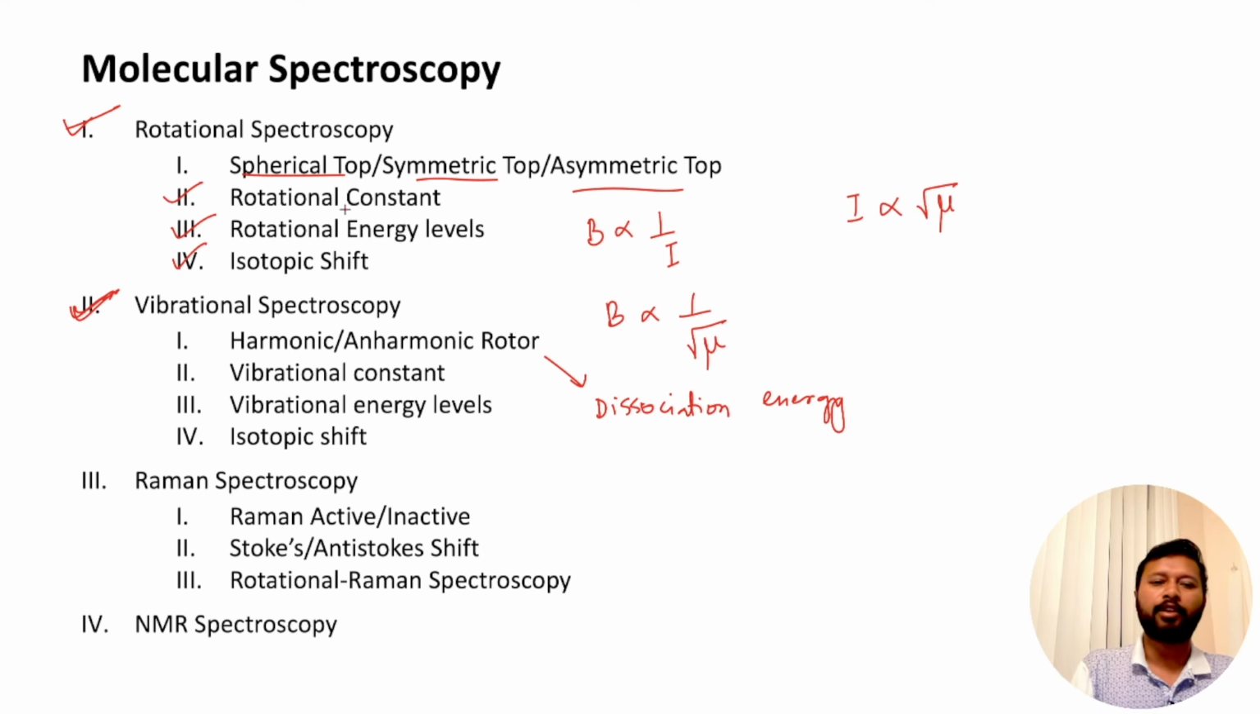Coming to the next part, which is the vibrational constant. Again, just like rotational constant, you have the vibrational constant and numericals related to that. So how the vibrational constant value depends upon the reduced mass, and how the isotopic shift is going to change the vibrational constant values. And if the vibrational constant value is going to change, then your vibrational energy is also going to change, because the vibrational energy of the Vth state is (V plus half) h omega. So you should be aware of that.